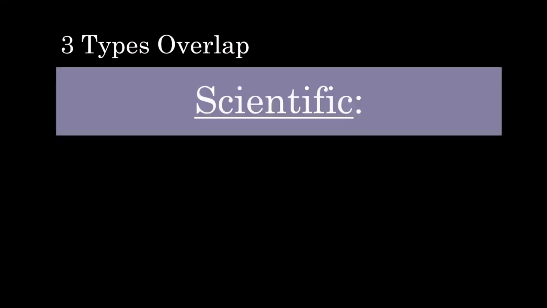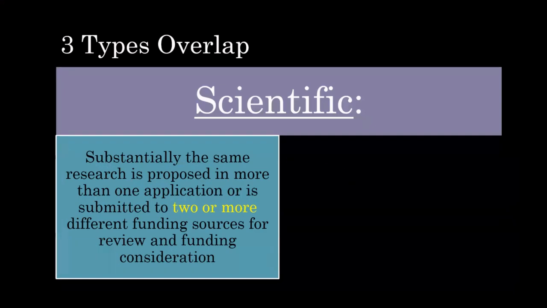All right, so let's get into overlap next. So like I mentioned, there are 3 types of overlap. The first type is scientific.